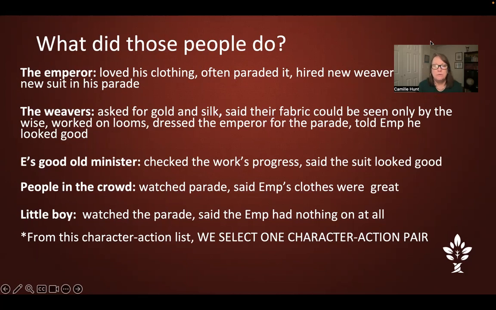The emperor's good old minister, he checked the work's progress, and he said the suit looked good. People in the crowd, they watched the parade. They said the emperor's clothes were great, magnificent. The little boy, he watched the parade, or I guess it says little child. I think the other story said a boy. Anyway, he watched the parade. He said the emperor had nothing on at all. So now we have a character action list.